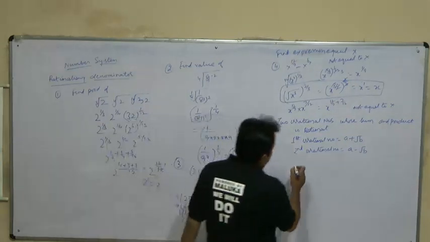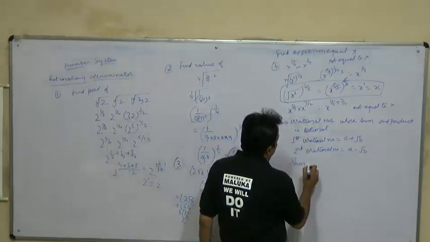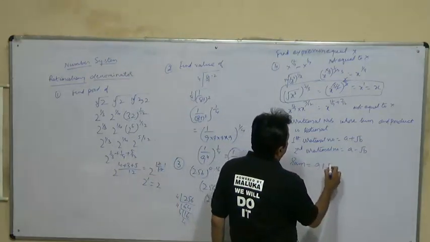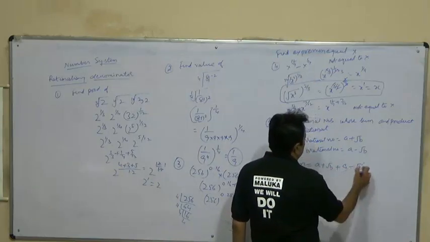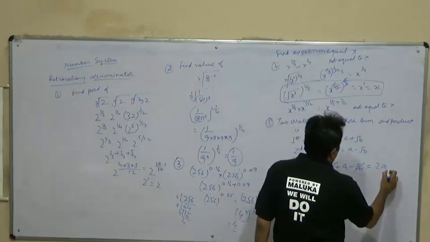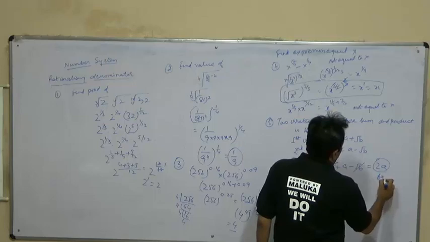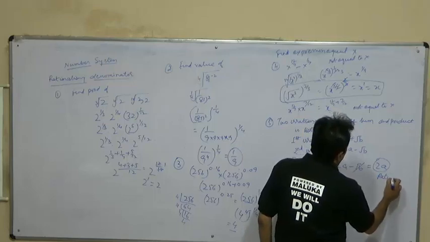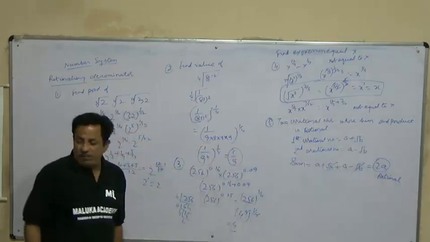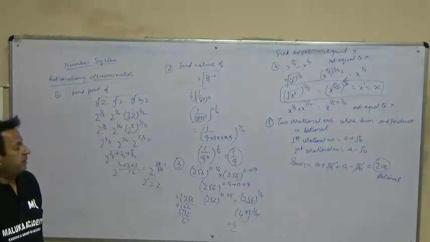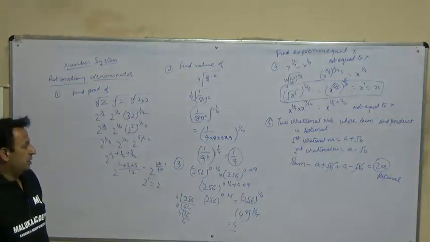Now if we take the sum of these two, the sum will be a plus root b plus a minus root b. So these cancel out, and it comes to be 2a. This is rational. So we can take any number of irrational numbers whose sum will be rational.